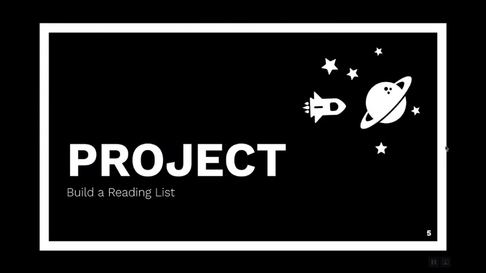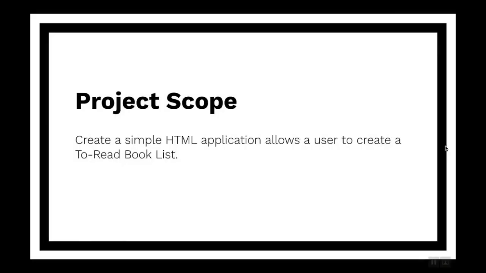So what is this project all about? We're building a simple reading list. Let's look at the scope of the project to understand what we're trying to do. We are going to be creating a simple HTML application that allows the user to manage a reading list. I'm sure you have a list of the books that you want to read and the books that you have covered thus far. We're going to be building an application of similar sorts, using very simple concepts of HTML and CSS, but a bit more complex concepts from JavaScript.